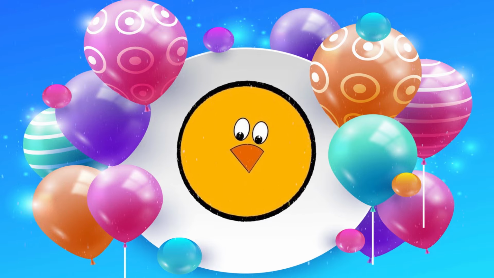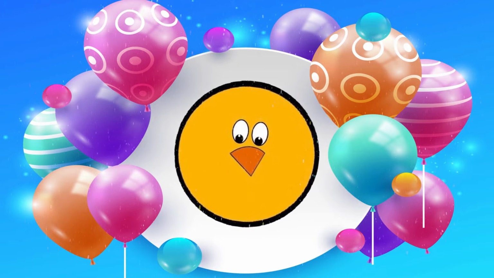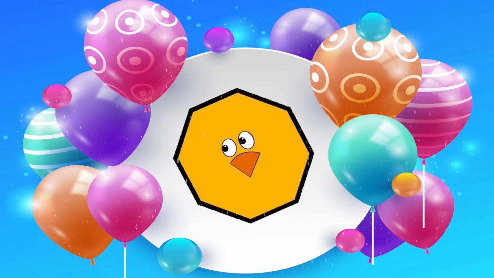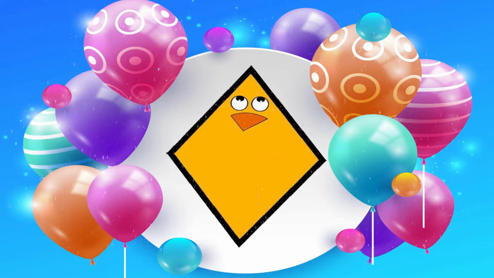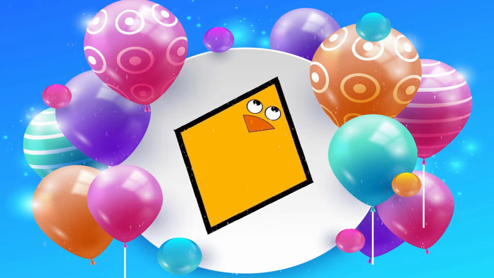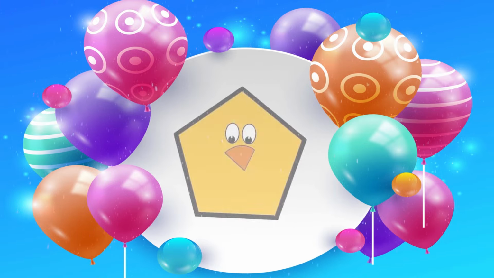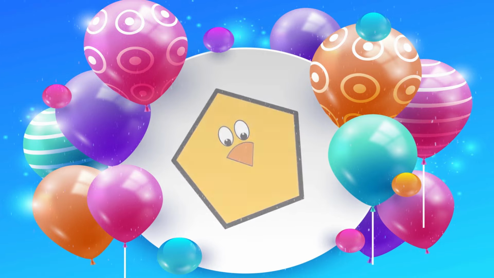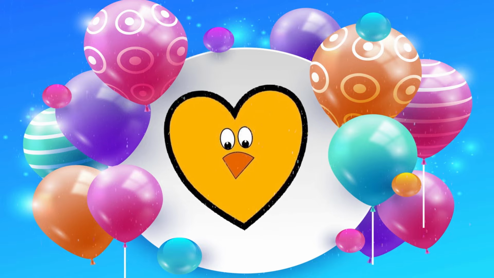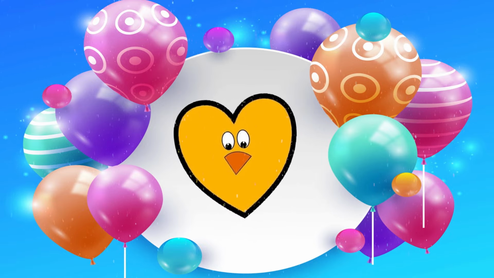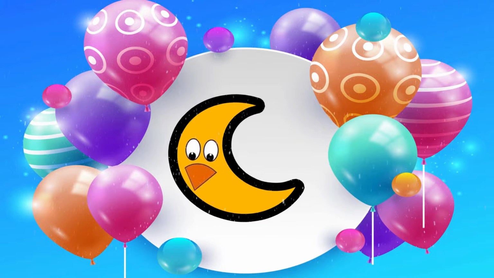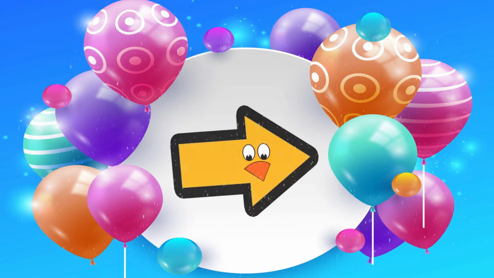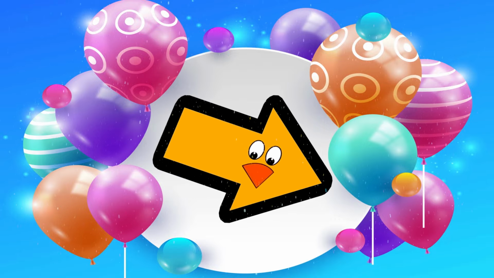Circle. Octagon. Rhombus. Pentagon. Heart. Crescent. Arrow.